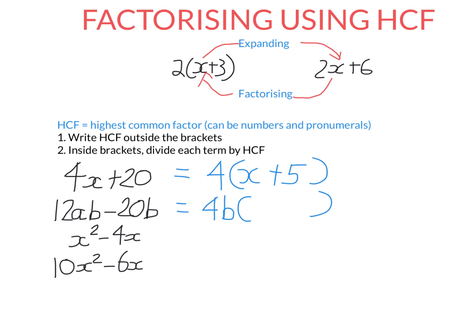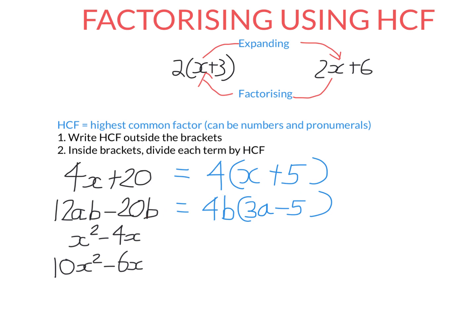So now, first step done, second step. I divide each of these terms by 4b. So 12ab divide 4b. I'm saying, what do I need to times by 4b to get 12ab? Well, I need to times by 3 to get to 12, and I need to times by a, so it's 3a. Now, what do I times by 4b to get negative 20b? Well, negative 20 divided by 4 is just negative 5. I don't put a b here, because I've already got the b. 4b times negative 5 is negative 20b. If I were to expand this, I'd get 12ab minus 20b, the original expression.